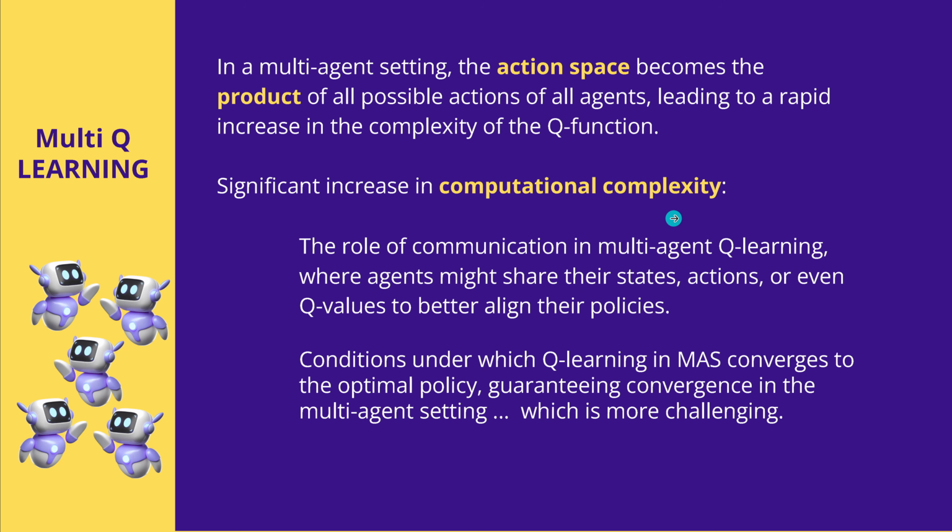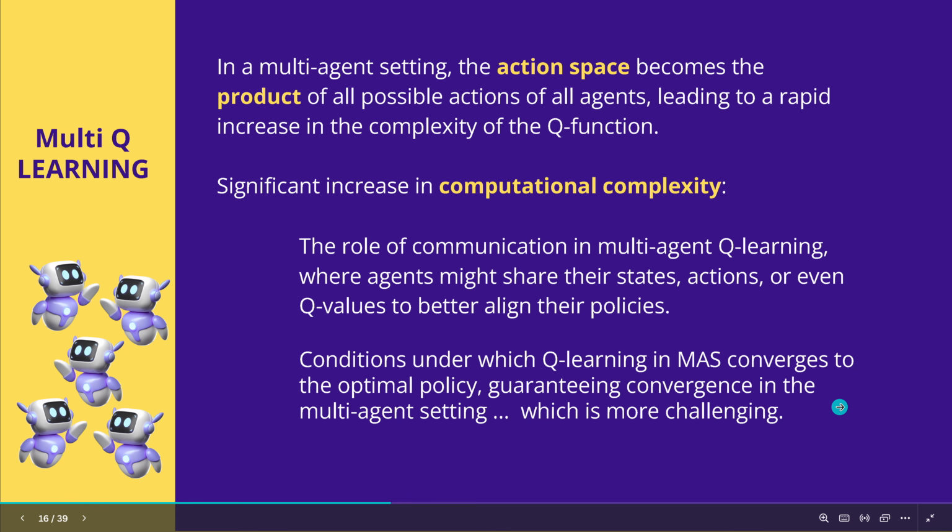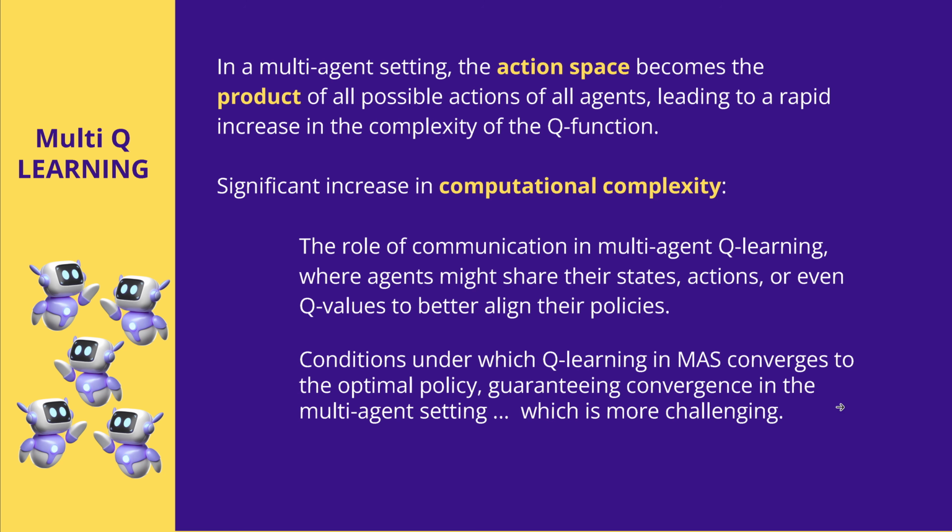The role of the communication in multi-agent Q learning, where agents might share their states and their possible actions, or even the Q value to better assign the policy, is all becoming really complex. Plus, we have the question, hey, does this all converge to an optimal policy for the set of all my agents? So how can we guarantee a convergence in the multi-agent setting to our common goal? This is really challenging if you want to compute this and if you want to make sure right from the beginning that you have the right boundary conditions on your equations.